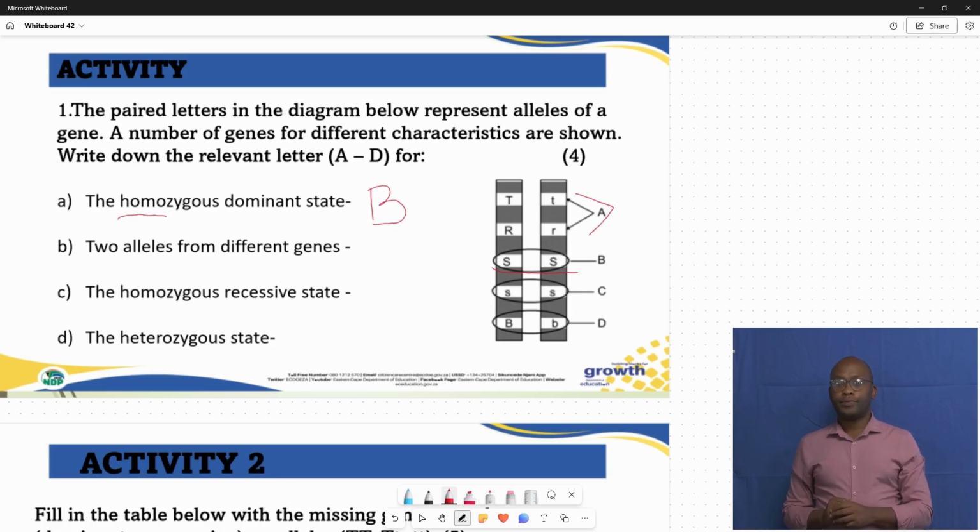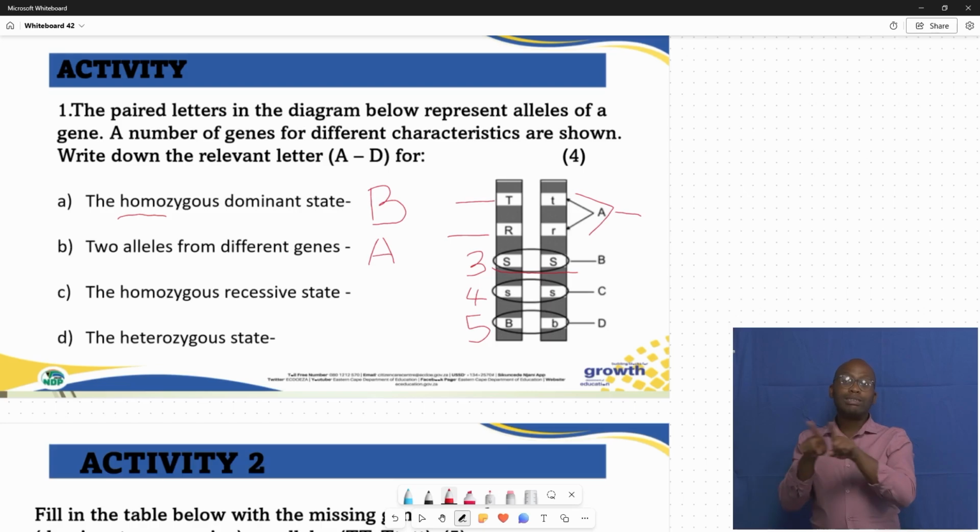For B, write down the relevant letter that shows 2 alleles for different genes. Again, we go back to A. Remember, how many genes do we have in this diagram? We have this gene here at this locus. We have a second gene here. We have a third gene here. We have a 4th gene, and we have a 5th gene. So letter A is pointing at 2 alleles from different genes, whilst the other letters B, C, and D are pointing at alleles for the same gene. So the correct answer here would be A.